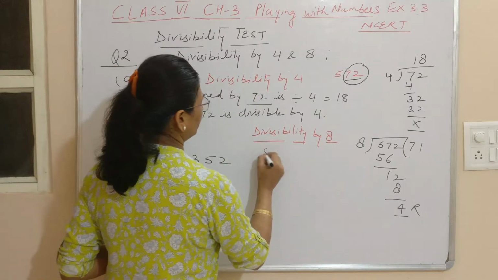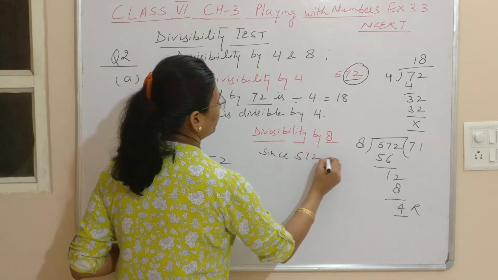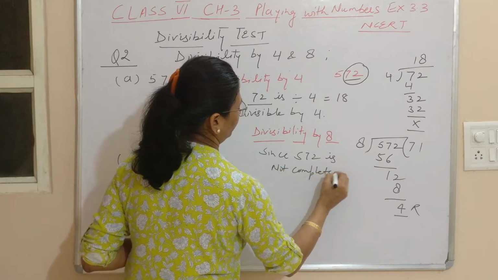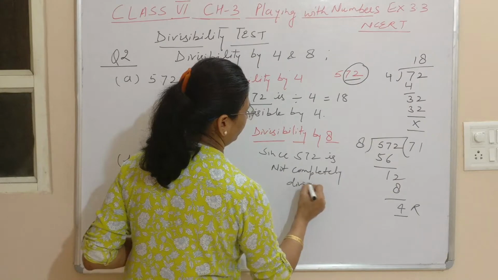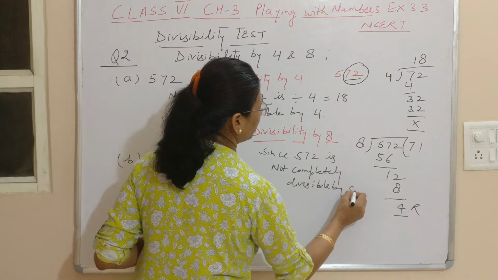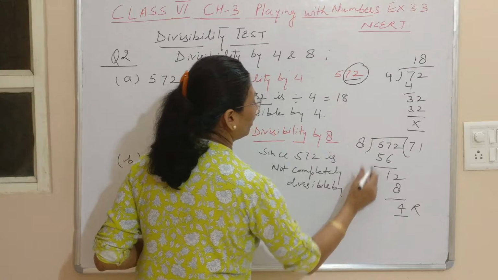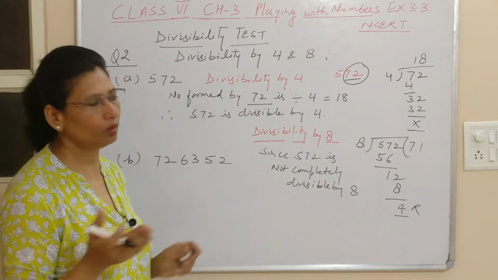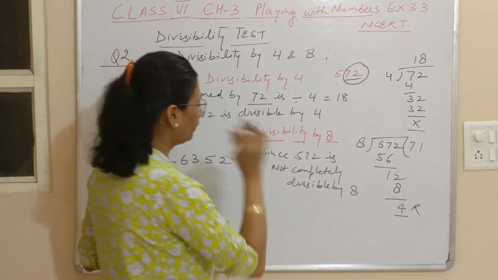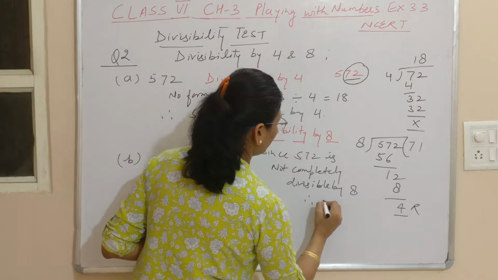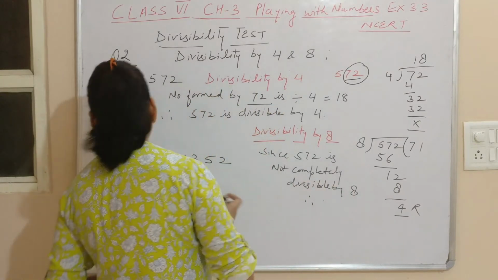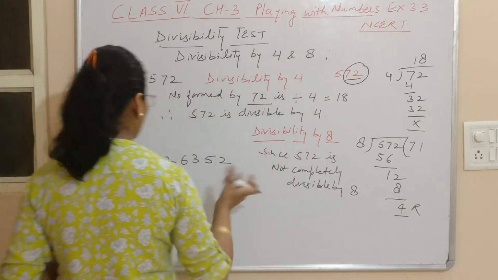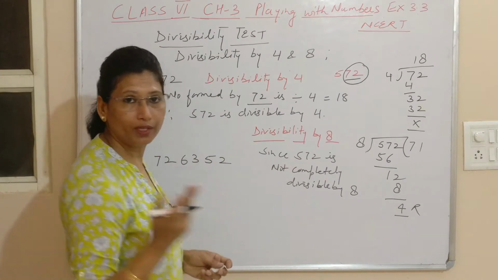So here, since 572 is not completely divisible by 8, this statement must be written, and you must show the division also. You can show it in the fair work too. Therefore it is not completely divisible by 8, so 8 is not a factor of it, we can say that way.